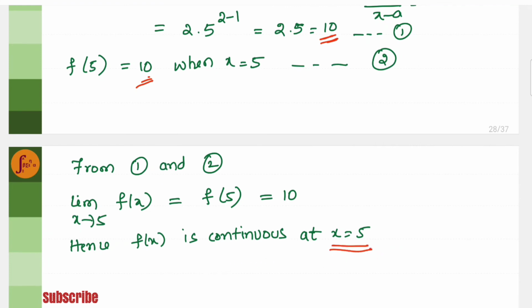So these last 4 lines are very, very important, right? The entire marks is dependent on all this theory that you write. From 1 and 2, limit x tending to 5, f of x is equal to f of 5, hence f of x is continuous. So basically the value that we get when we apply limit on the expression should be the same as the value at x is equal to 5. So this value and this value have to be the same. Only then we say that the function is continuous.